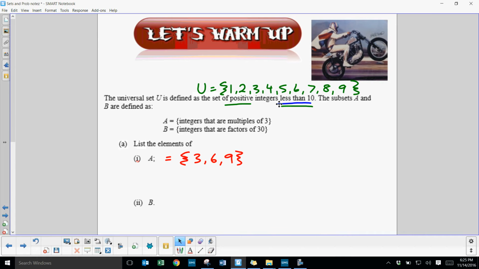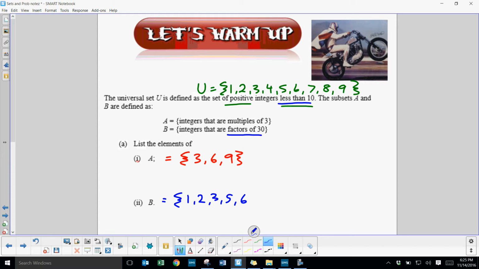List the elements of B. B is integers that are factors of 30. So numbers that divide evenly into the number 30. In this case, the factors will be 1, of course, 2, 3, 5, 6. Of course, there are other factors of 30, like 10, 15, and 30 itself.